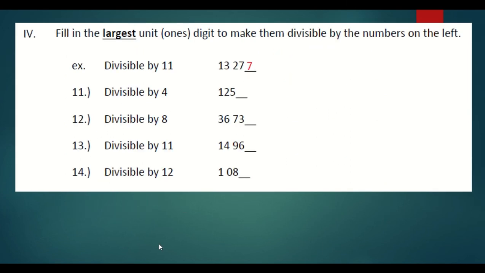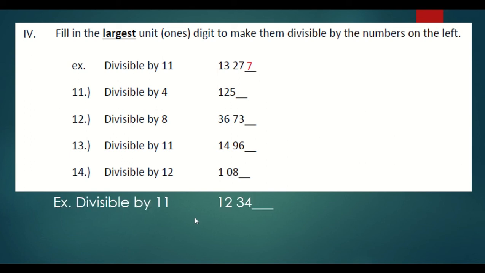Okay. So, with Roman numeral 4, fill in the largest unit, that is, the ones digit, to make them divisible by the numbers on the left. The first one has been done for you. So, we have divisible by 11. The digit to add to the ones digit is 7. So, when you add, 3 plus 7, we have 10. 1 plus 2 plus 7, we have 10. So, 7 is what is added here.